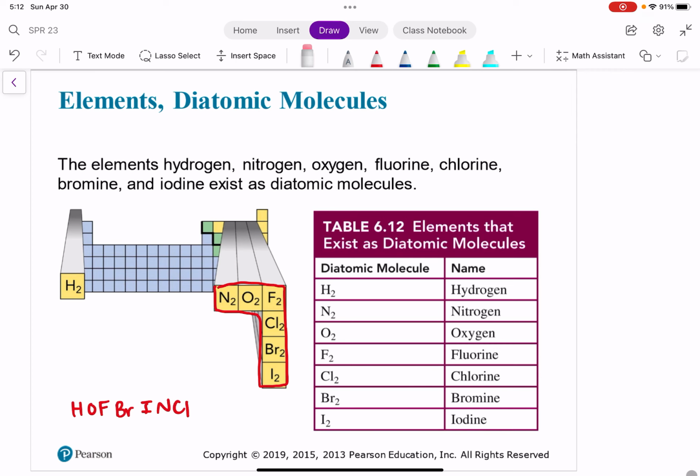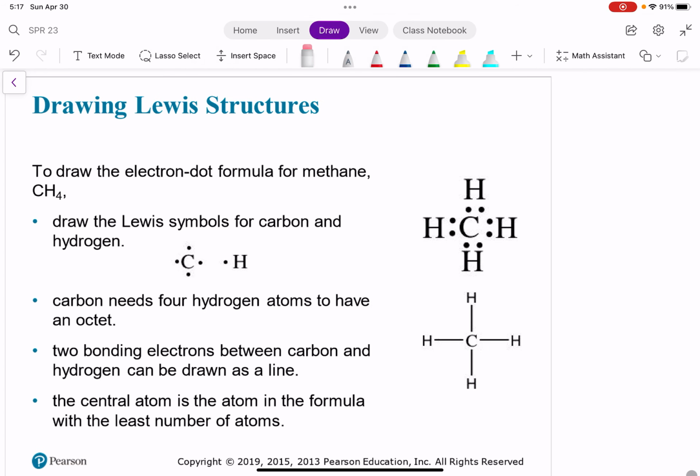So the first 4 halogens, right? Fluorine, chlorine, bromine, iodine. And then the NO, nitrogen and oxygen. So whatever way works for you, or a mixture of both. Okay, so let's just go ahead and look at an example. How do we actually draw these Lewis structures?